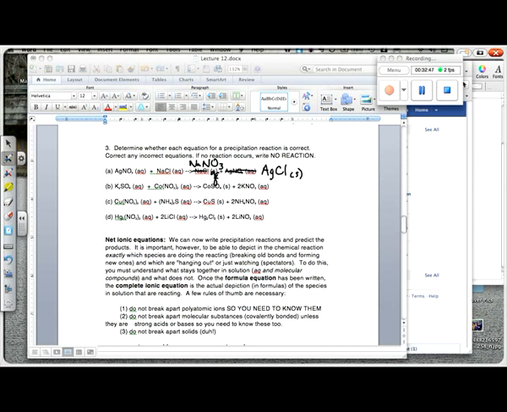So cobalt sulfate, according to the solubility rules, is soluble. So this is an AQ, and it looks like we have no reaction here because this is aqueous and potassium nitrate is aqueous, so this one is no reaction. Okay, number B.